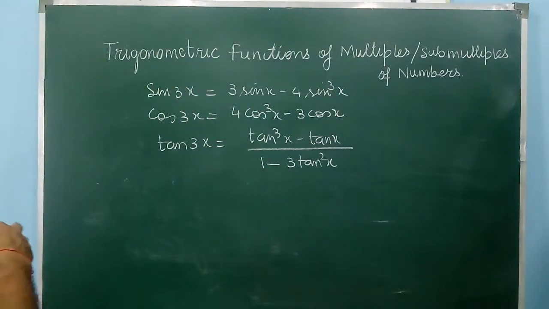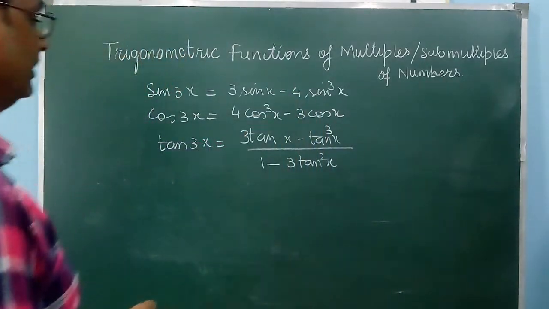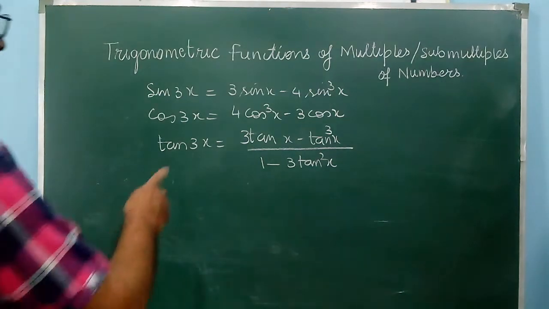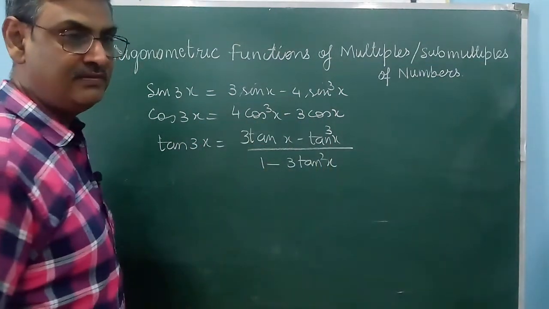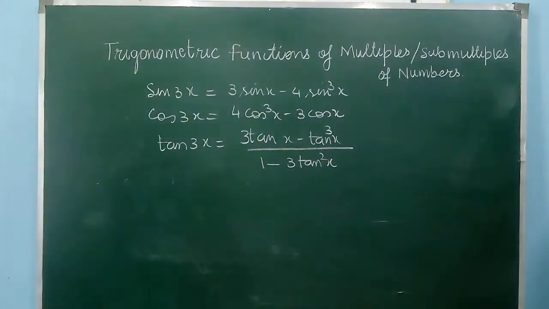Let us check the formula. Sorry, one mistake. Here it is 3 tan x and here tan cube x. So tan 3x is 3 tan x minus tan cube x upon 1 minus 3 tan square x. This is correct. How can we get it? We can write this as tan(2x + x), put the values here, and find the result.